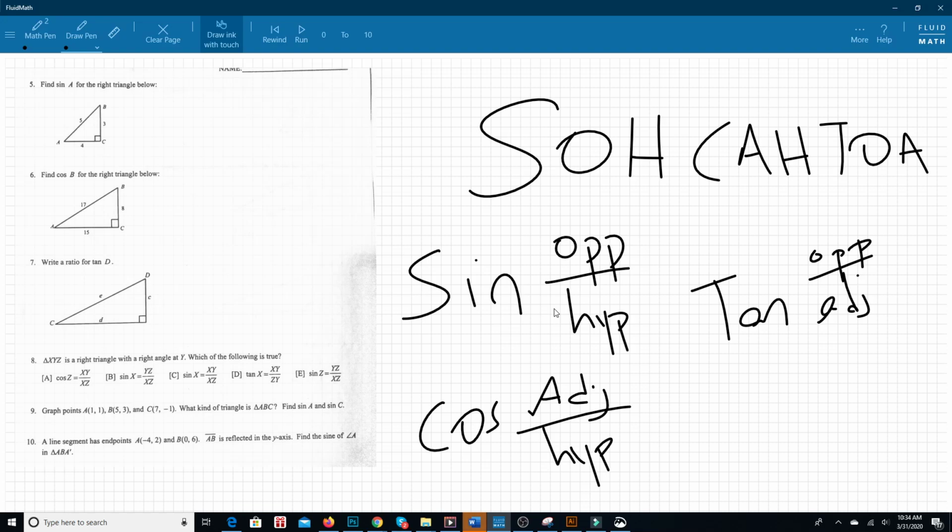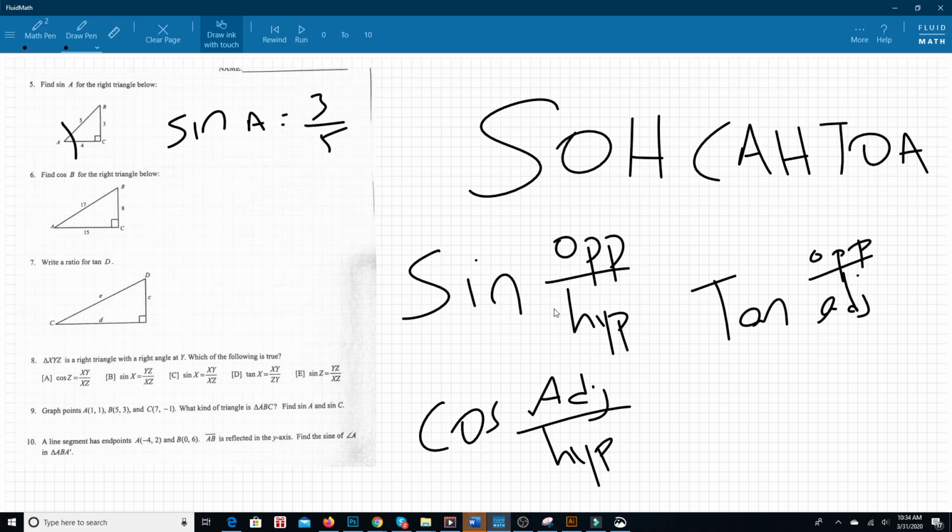In this case, they want you to be able to find the sine of A. So the reference angle is A, and I'm using sine. They asked me for sine of A, which is the opposite over the hypotenuse. So sine A is going to be equal to 3 over 5.